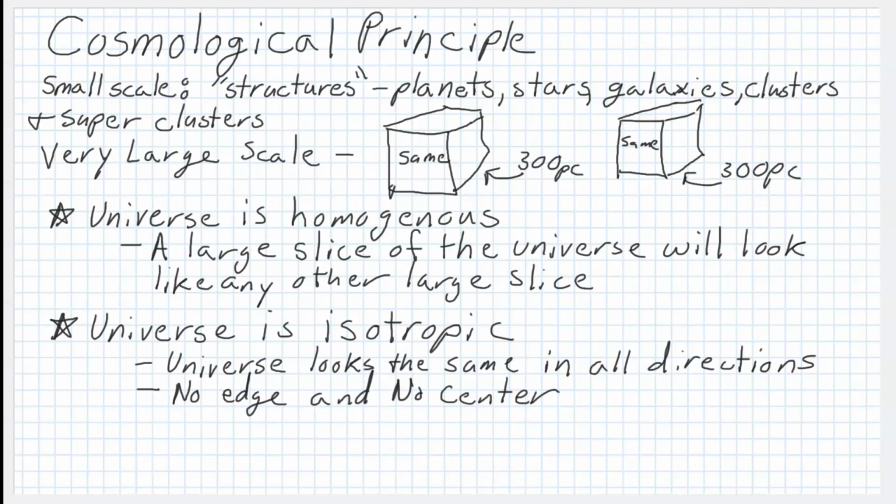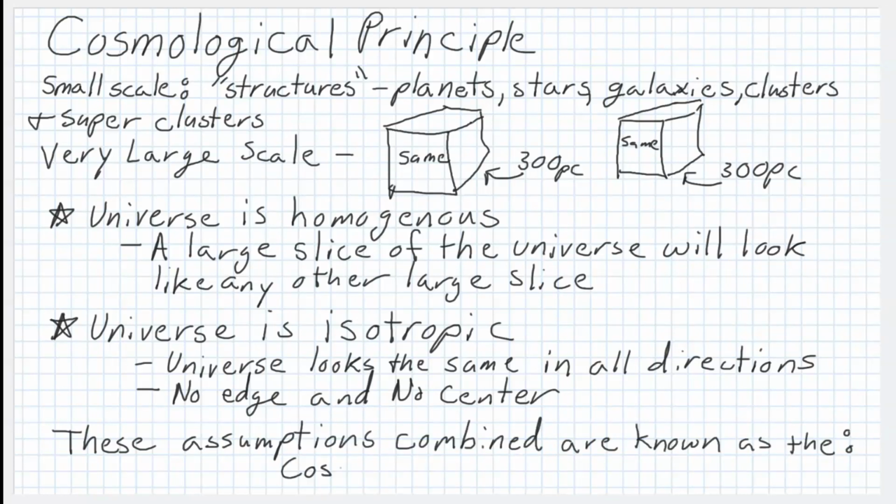Because we assume the universe is isotropic, this means that there's actually no center and no edge of the universe. We can't stand at the edge of the universe and look out into what's past our universe. There's no edge, no center. Everything looks the same from all directions. And these two assumptions combined are known as the cosmological principle.